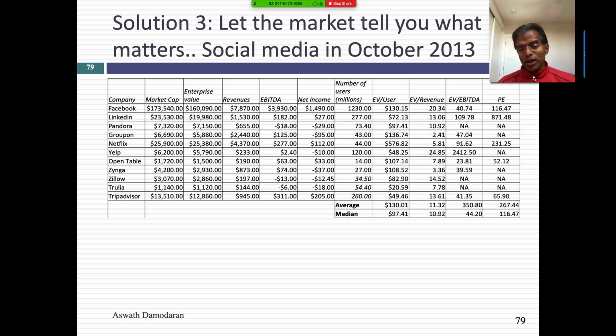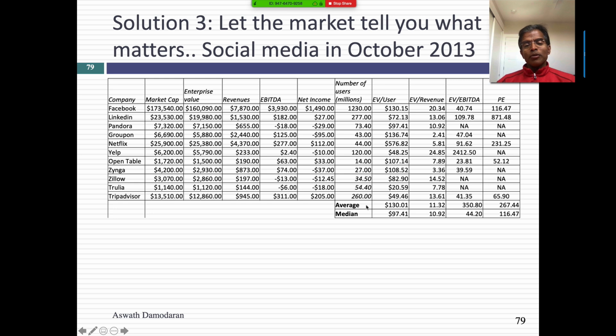You're saying, what does that mean, price Twitter? Well, I wanted to see how the market was pricing other social media companies. So there's the list of companies. These are the social media companies. There are the market caps, publicly traded companies. And I looked up a bunch of fundamentals: enterprise value, revenues, EBITDA, net income.